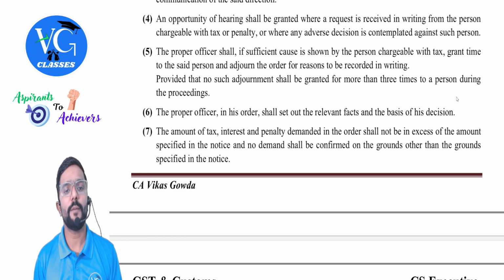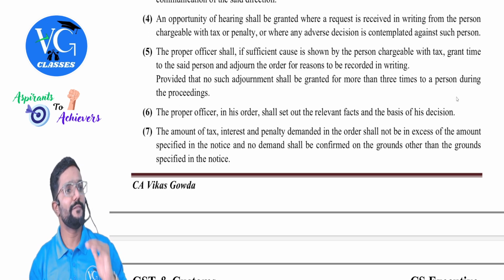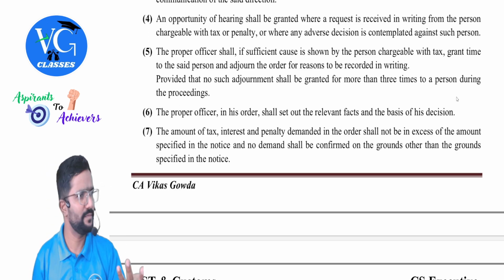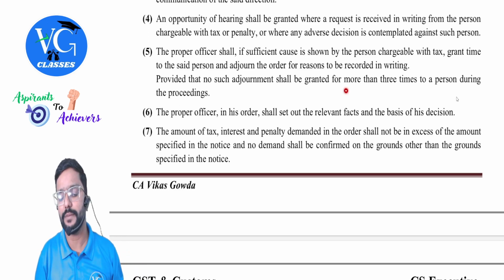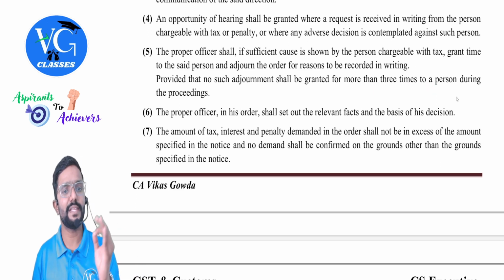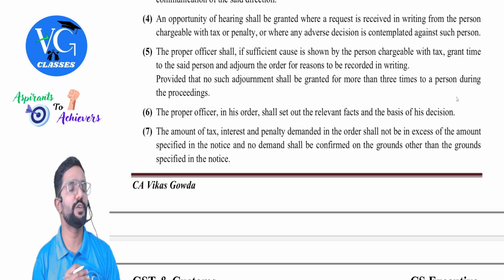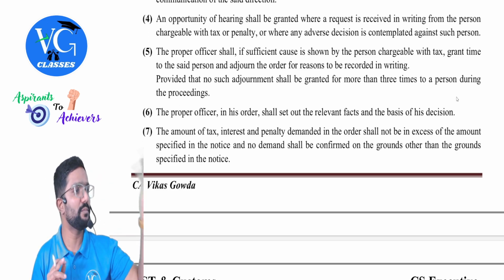Subsection 5. The proper officer shall, if sufficient cause is shown by a person chargeable with the tax, grant time to the said person and adjourn the order for reasons to be recorded in writing. Now, if there is any necessity, can they adjourn the hearing? Yes. Adjourn means postpone. But maximum how many times they can adjourn is 3 times, not more than that. Provided that no such adjournment shall be granted for more than 3 times to a person during the proceedings. Means 1, 2, or maximum 3 times, not more than that.